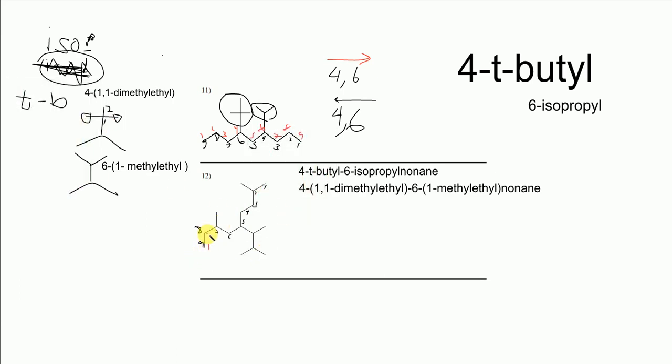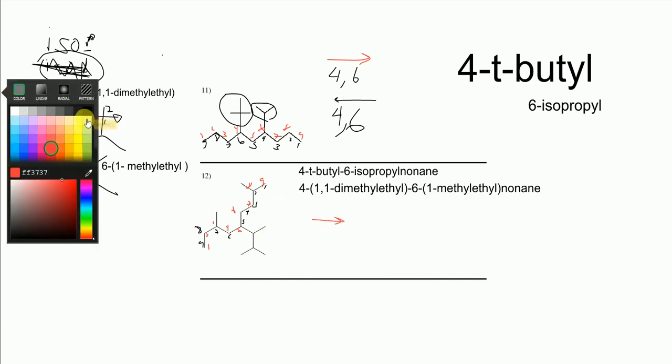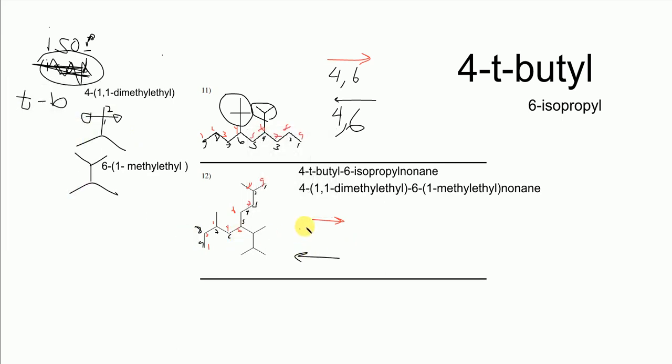All right, so 1, 2, 3, 4, 5, 7, 8, 9. So going in the red direction and then going in the black direction. So the red direction, where's my groups? I have 1 right here. I have this whole crazy thing right here. And I have this group right here, right? So I have 2 methyls and I have this crazy thing. So I have 3, 5, and then 8, okay?